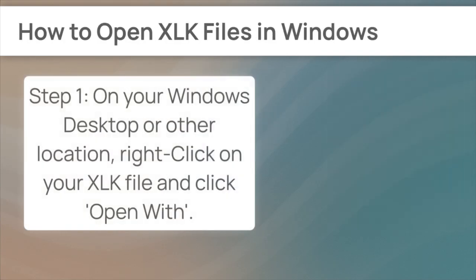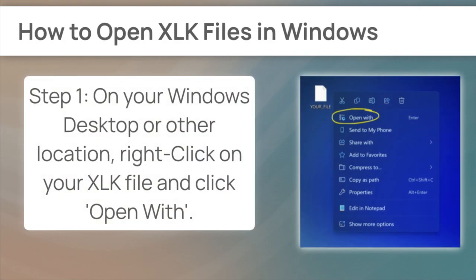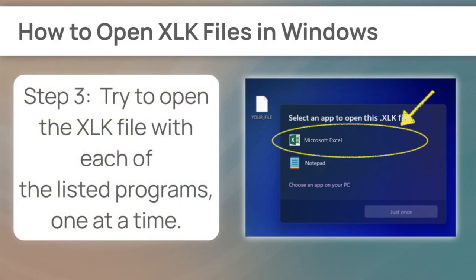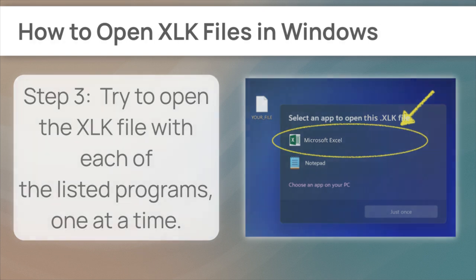The very first step is to check which program successfully reads the file's signature. Right-click the XLK file and click Open With. Test Microsoft Excel if present. If it is unavailable, select another program. We need to check every option.